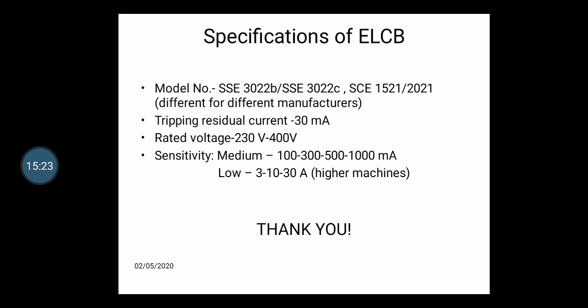Its medium sensitivity is 100, 300, 500 and 1000 milliampere, and its low sensitivity is 3, 10 and 30 ampere. The low sensitivity RCCBs are used for higher machines. I hope you got the earth leakage circuit breaker.